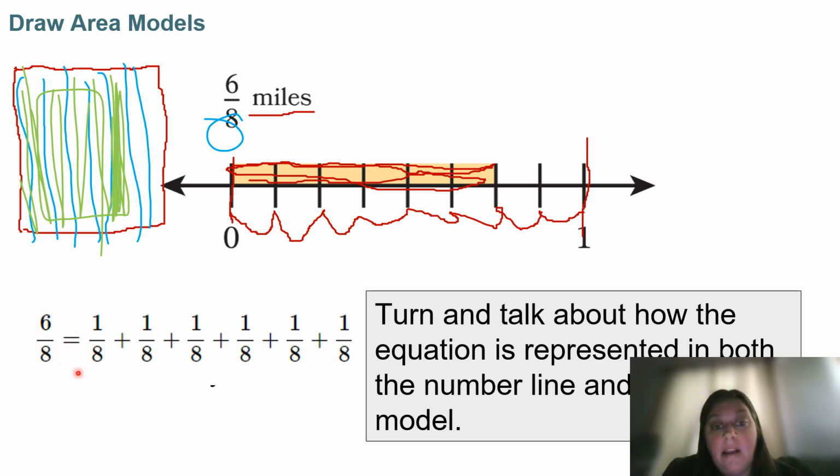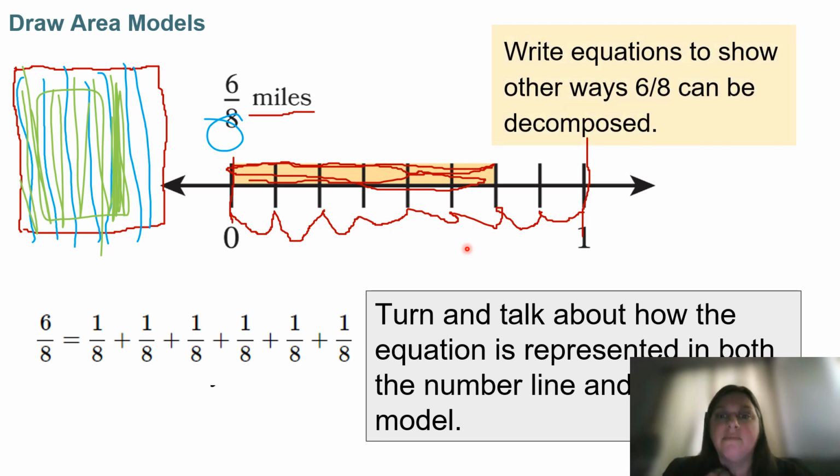I hope you talked about how the total amount shaded in is 6/8, and that's the total. And to get that in unit fractions, it would be 1/8 plus 1/8 plus 1/8 plus 1/8 plus 1/8 plus 1/8. You might even have thought about how you could decompose it differently and do 4/8 plus 2/8. That's an example that I just gave you. On your whiteboard, write down some other ways you could write an equation for 6/8. I gave an example of 6/8 equals 4/8 plus 2/8. Go ahead and work.